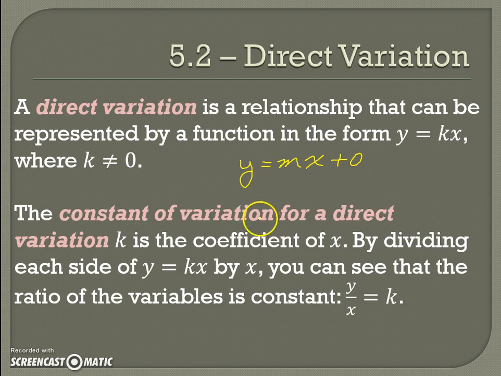The constant of variation for a direct variation k is the coefficient of x. In other words, the number in front of x. By dividing each side of y equals kx by x, you can see that the ratio of the variables is constant. Y divided by x equals k. This is very, very important. If you remember this right here, then you could find that constant of variation very, very quickly for something that has direct variation. So make sure that you have this all copied down.